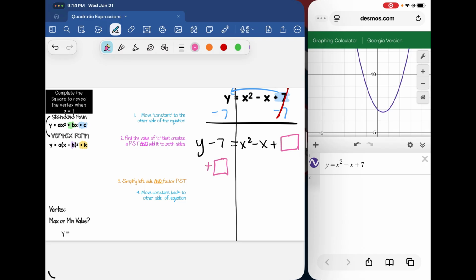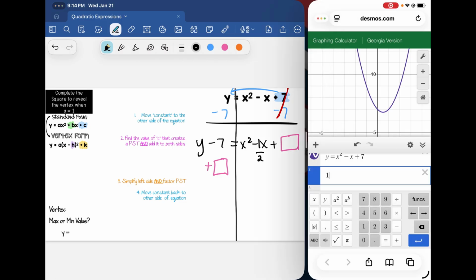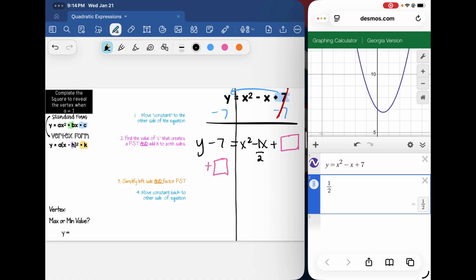All right. I take half of my b term. Well, what is my b term? I don't see a number in front of the x, which means that it is a minus 1x. So I take half of that, which would give me 1 divided by 2, which gives me 1/2 or 0.5. So we can use a decimal. I don't care.